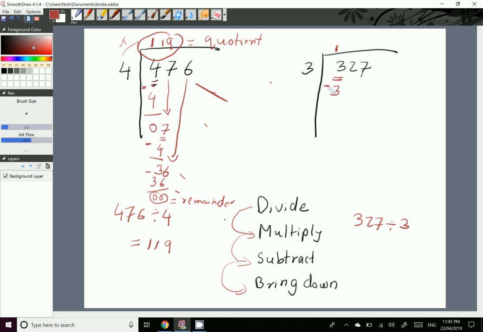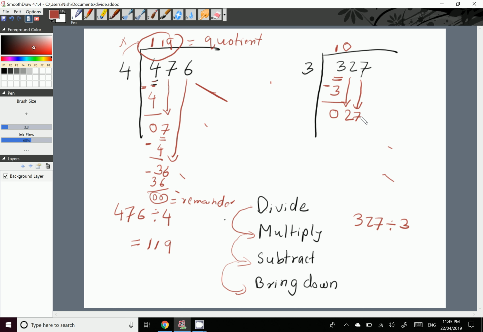Again, you do subtraction. Follow the same steps. 3 minus 3 is 0. Now you can bring down one number. You can only bring down one number at a time. So the number you're now trying to divide is 2. But 2 is smaller than 3, so I can't divide it. So the rule here is if the number is smaller than the number you're trying to divide by, you need to put 0. And then you're allowed to bring down the second number.